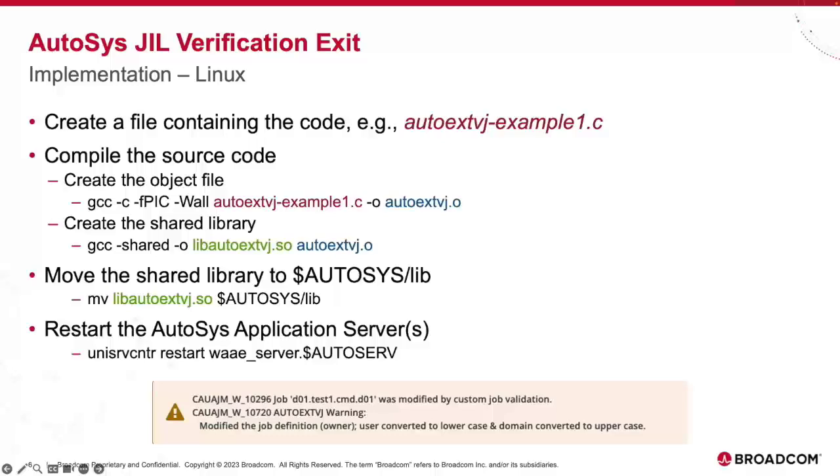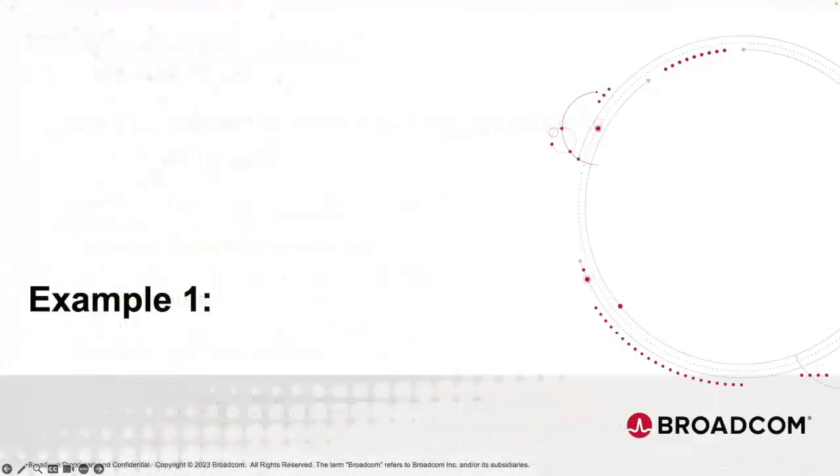The shared library must then be moved to the $AutoSys/lib directory, and the AutoSys application server, or servers in the event of the system hosting multiple instances, must be restarted. In this example on the Linux platform, the shared file extension is .so. This will vary depending upon your platform, but regardless of the extension, the shared library must be called libAutoEXTVJ. Let's look at some examples of how the JVE is being used by some of our customers.